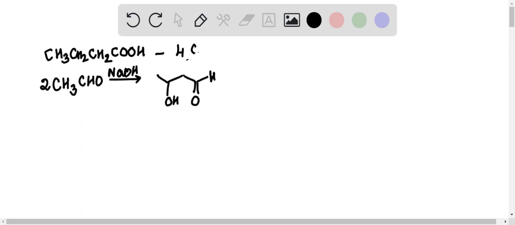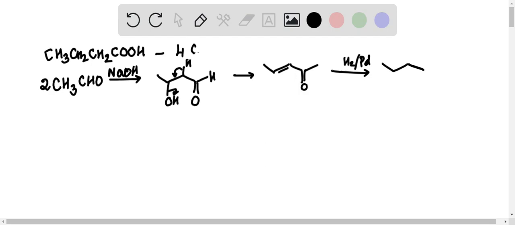Then this can undergo dehydration, giving a double bonded alpha beta unsaturated aldehyde, which can be hydrogenated, H2, Pd, which gives the saturated aldehyde, plus a small amount of alcohol also will be formed.